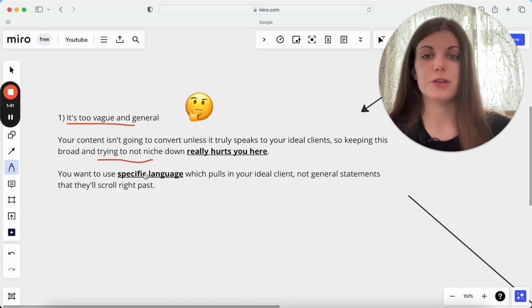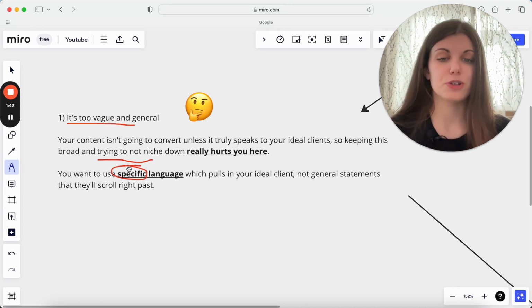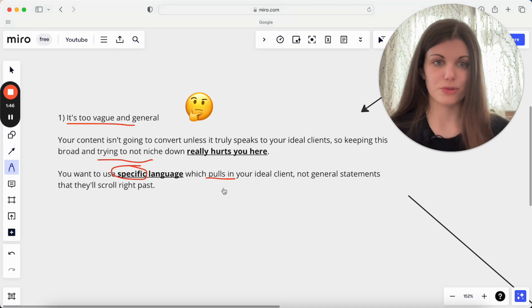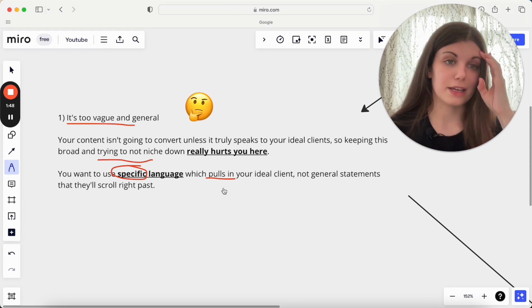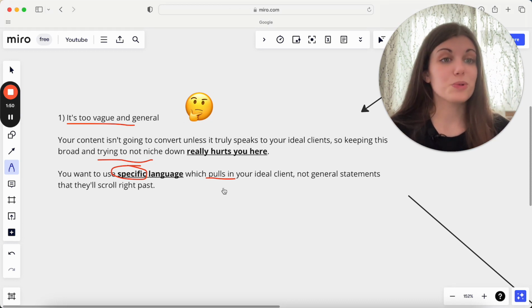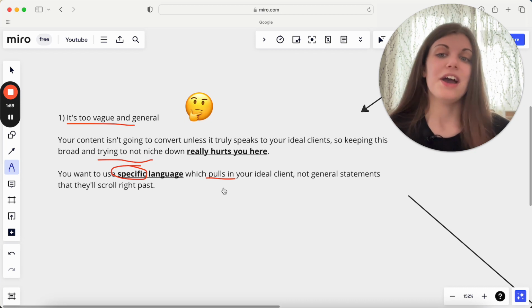What we really need to be using here is really specific language, which is going to be pulling in your ideal client, not general statements that they're going to be scrolling right by. They are seeing all day their feed filled with people talking about the same thing that you help people with, the same result which you're promising, the same transformation that you're selling. And they're just going to scroll right by if we're just getting really general statements. That is not what we're wanting.